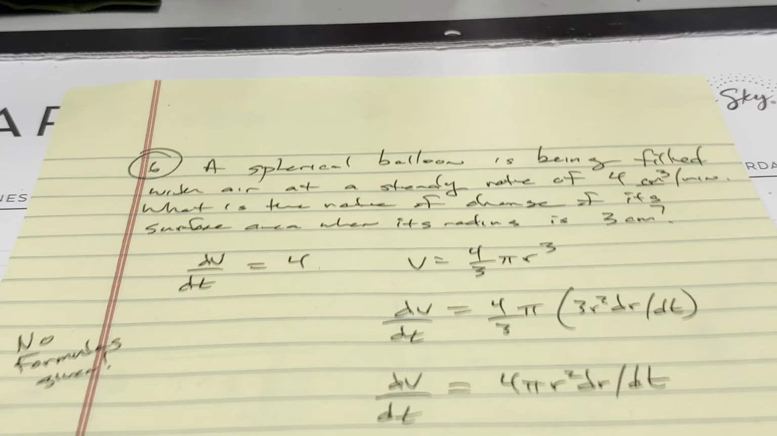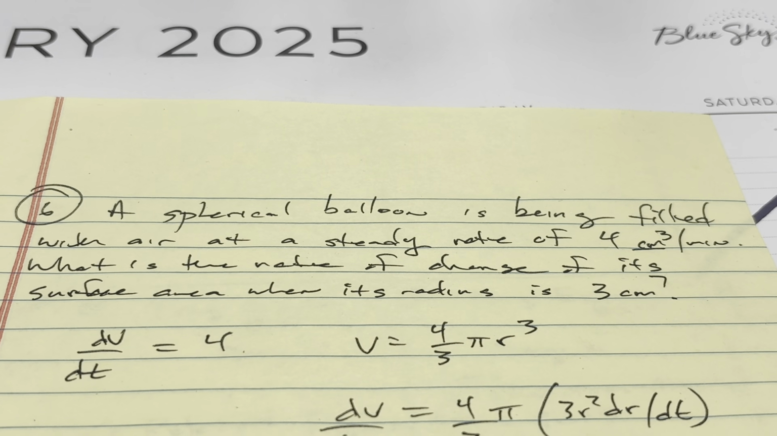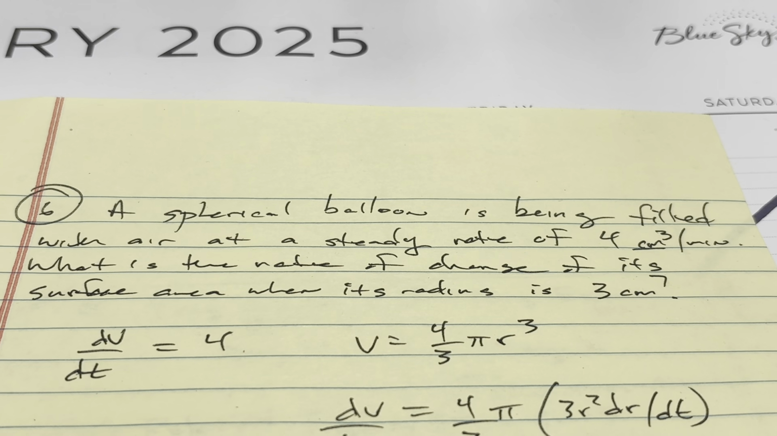Lastly, folks, we need to talk about a related rates question. So this is a very good one for us. They didn't give any formulas. Remember, that was always my thing, guys. If SIU gives you a formula, I want to give you the formula. They did not. Uh-oh. All right, a spherical balloon is being filled with air at a steady rate of 4 cubic centimeters a minute.